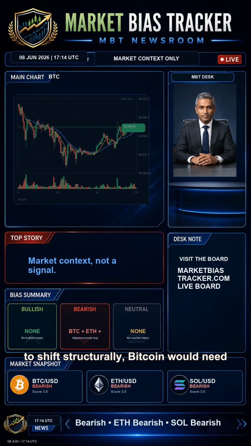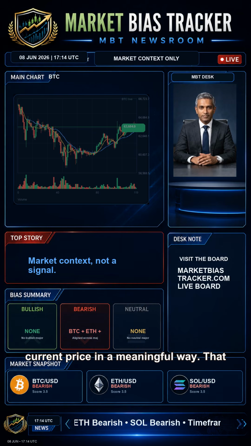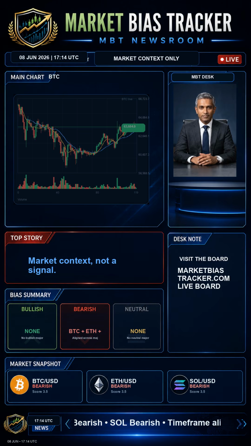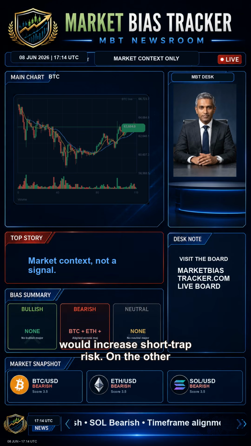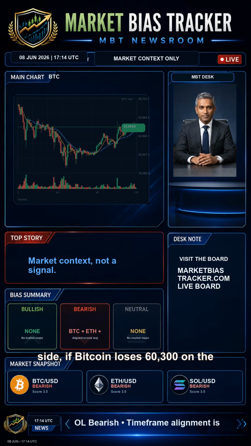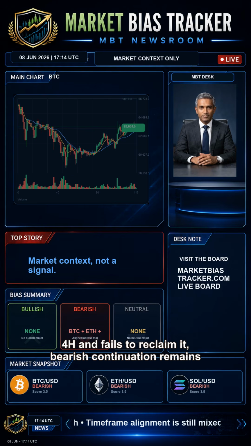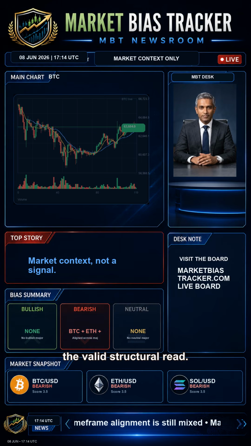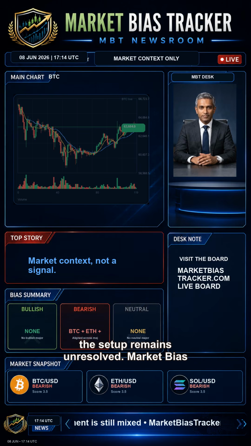For this setup to shift structurally, Bitcoin would need to reclaim broken structure above current price in a meaningful way. That would increase short trap risk. On the other side, if Bitcoin loses 60,300 on the 4H and fails to reclaim it, bearish continuation remains the valid structural read. Until one of those conditions is met, the setup remains unresolved.